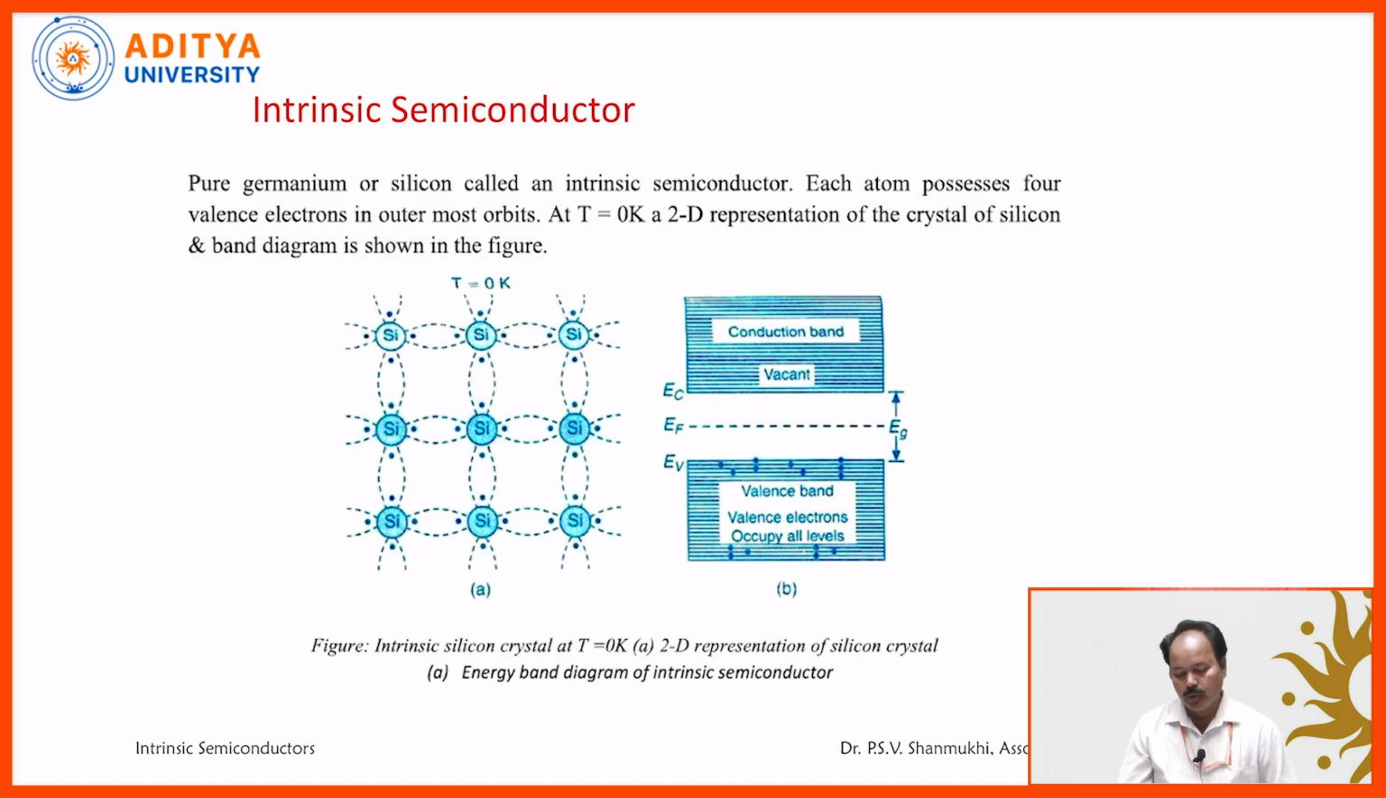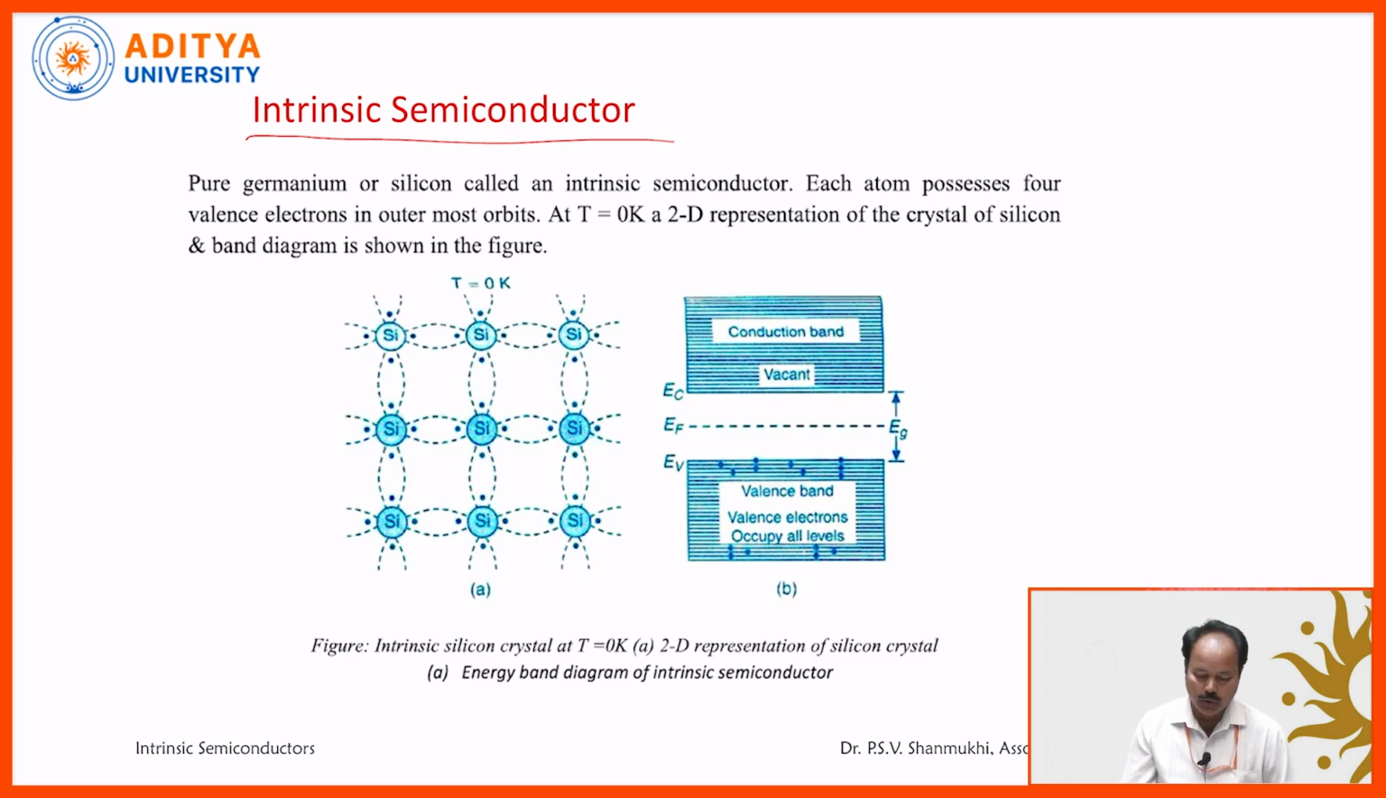Now coming to the semiconductors, they are classified into two categories: intrinsic and extrinsic semiconductors. Intrinsic semiconductors are pure forms of semiconductors. The pure semiconductors like silicon and germanium are called intrinsic semiconductors.